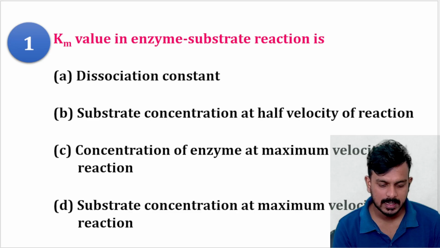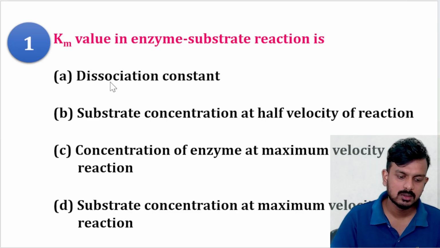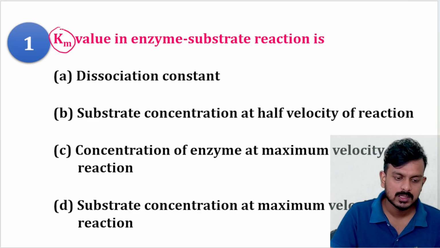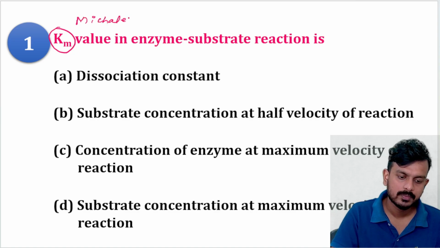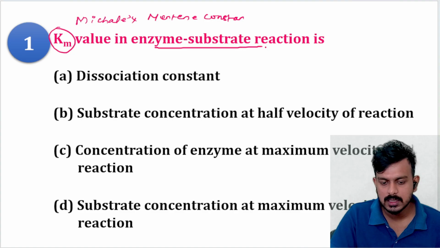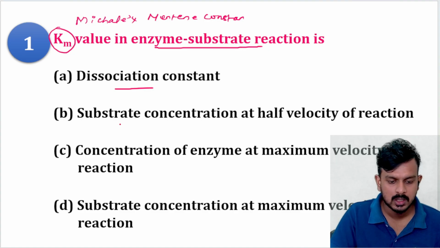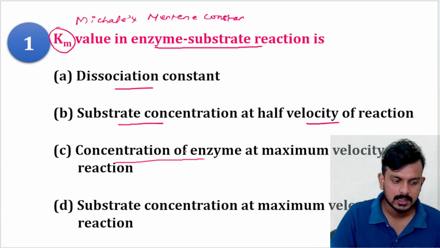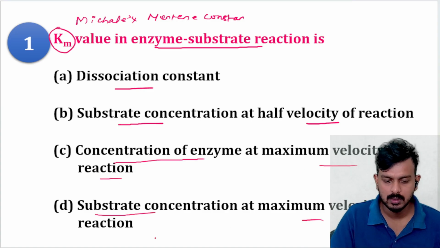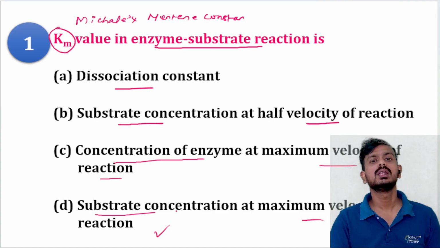So first question is Km. First thing, you understand what is Km. Km stands for Michaelis Menten constant. The question asks: the value of enzyme substrate reaction is dissociation constant, substrate concentration at half velocity of the reaction, concentration of enzyme at maximum velocity of the reaction, or substrate concentration at maximum velocity of the reaction. So how can you define Km?